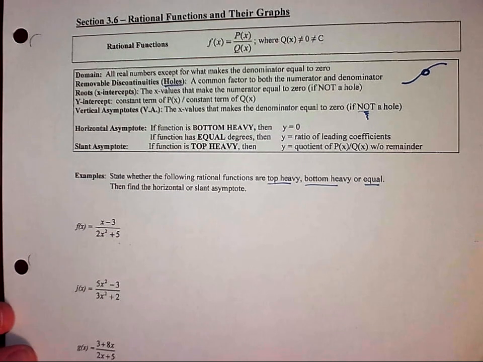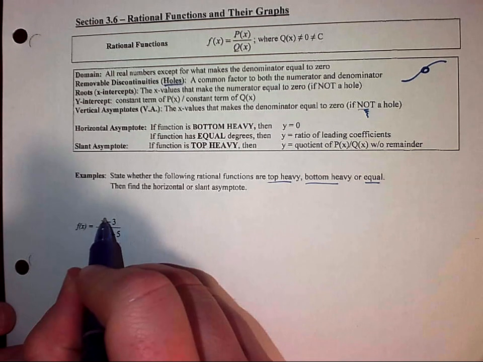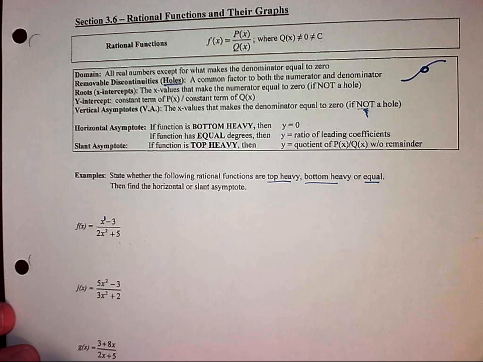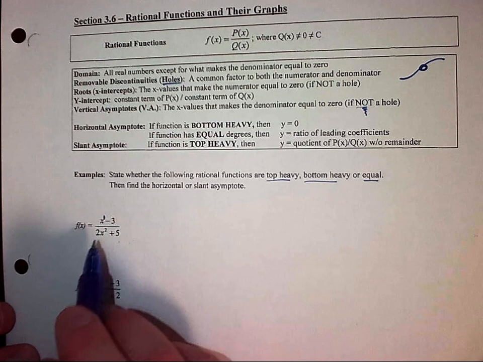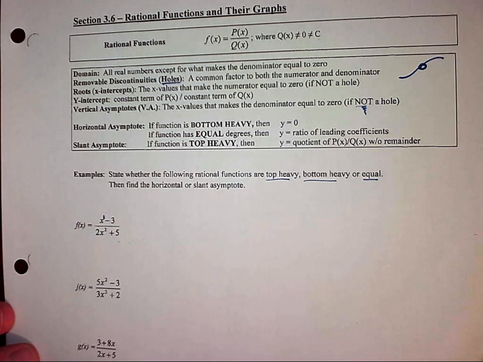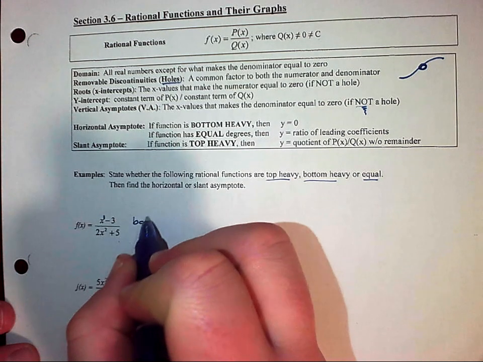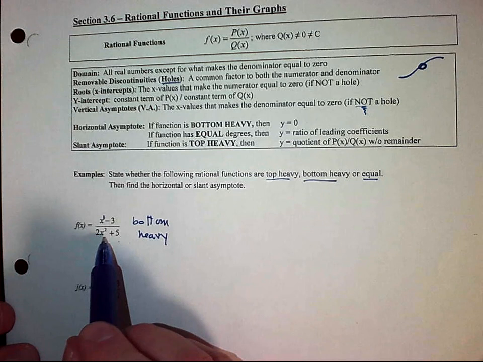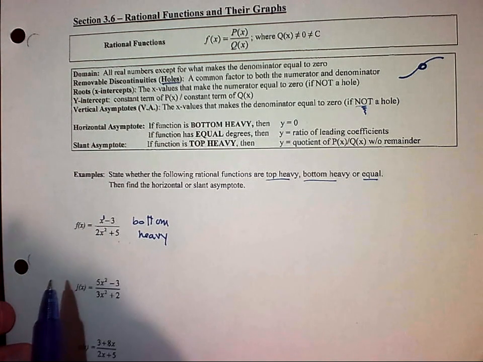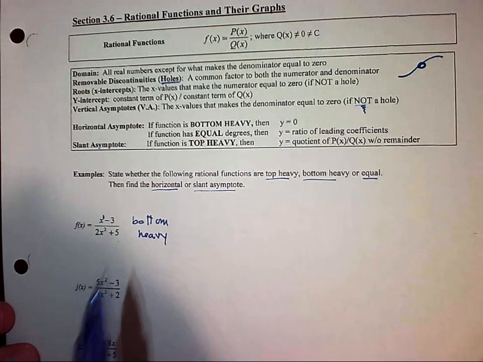So if we look at this first example right here, the degree of the polynomial in our numerator is just 1. That's the highest degree that we have there. But the degree of the polynomial in our denominator is 2, right? Since that's the highest exponent that we have there. So we're going to say that this one is bottom heavy, because we have a higher degree in our denominator.